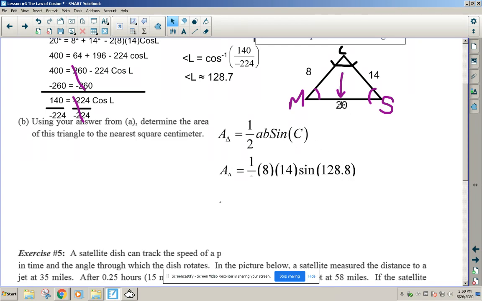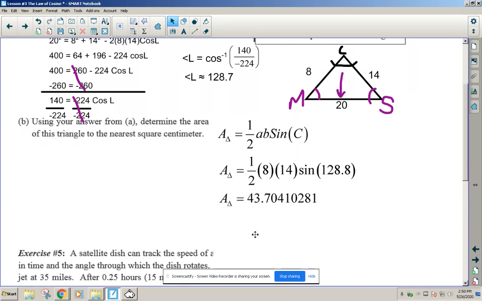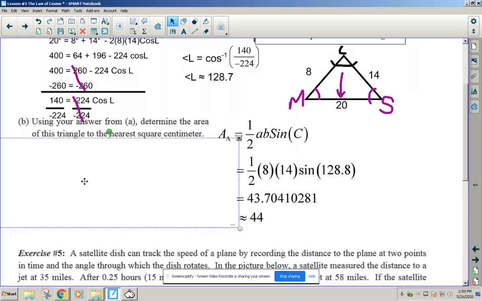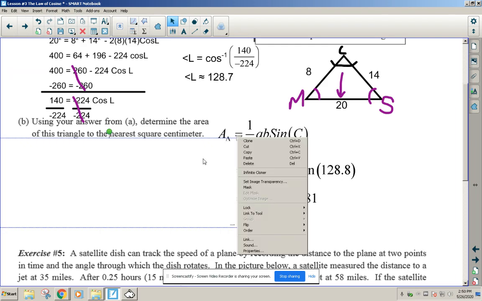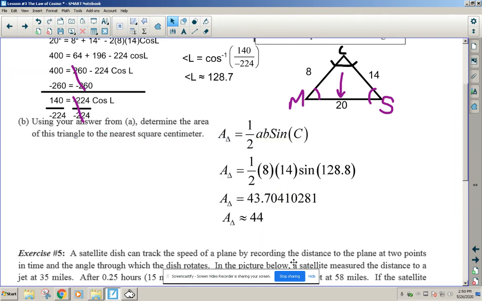That means we're not using the 20. Remember, we're surrounding from lesson 1. So here's the 8 and the 14 and the included angle. And we type this in on our calculators, and we get 43.7. They said rounded to the nearest degree. Oh, no, the area rounded to the nearest area, we get 44. So the area of this triangle is 44 square units.